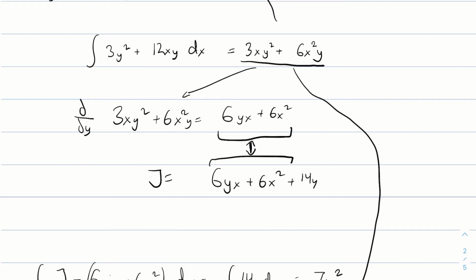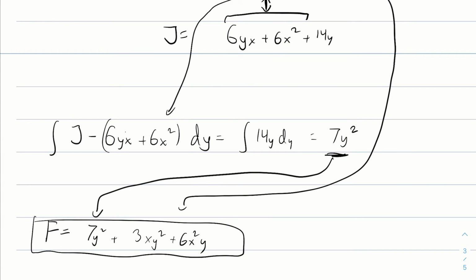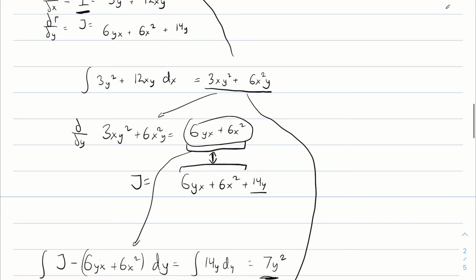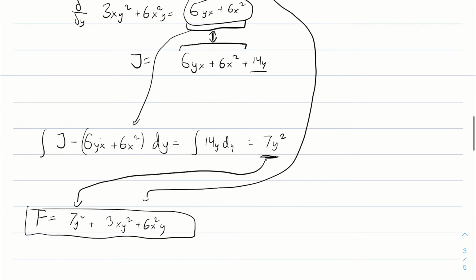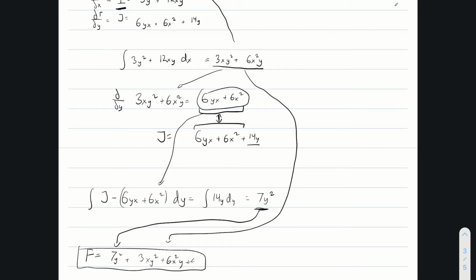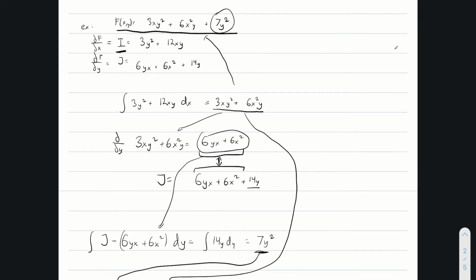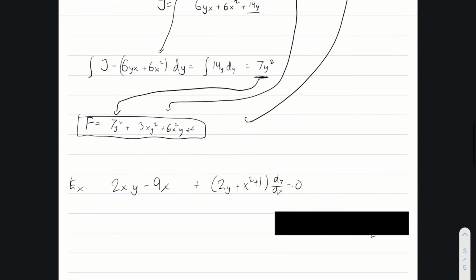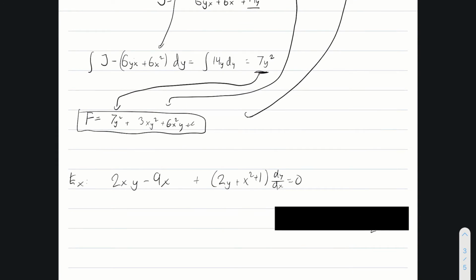So what you do is you subtract that portion right here when you integrate j with respect to y. And that will leave you with just 14y. Integrate that, you get 7y squared. And now you just take what you got up here and what you got there, add it together, and you get f. Well, actually, there should be a c here, because integration, but yeah, they're basically the same right there. So, one second, I'm going to get water.